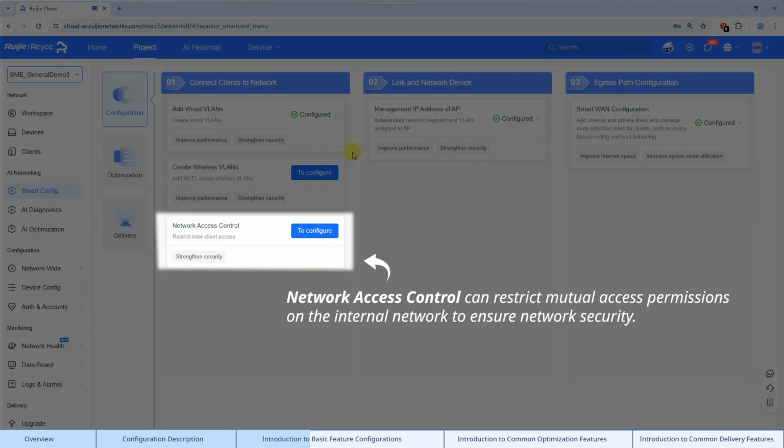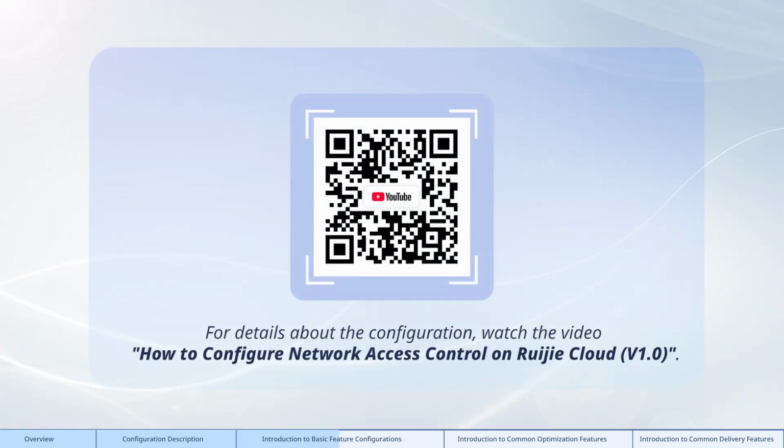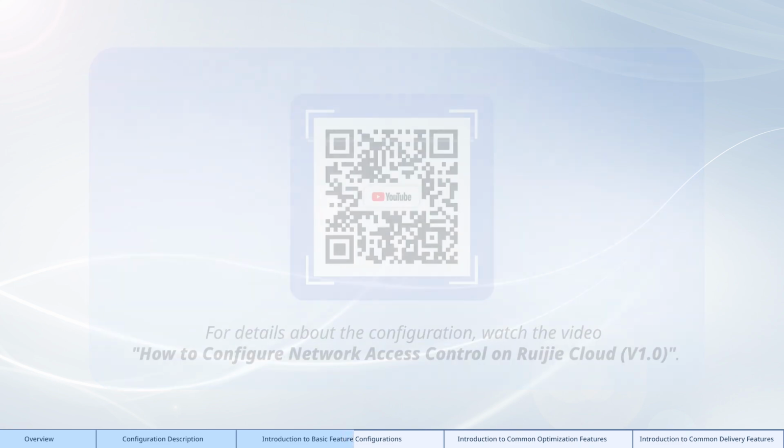Network access control can restrict mutual access permissions on the internal network to ensure network security. For details about the configuration, watch the video how to configure network access control on Ruijie Cloud.